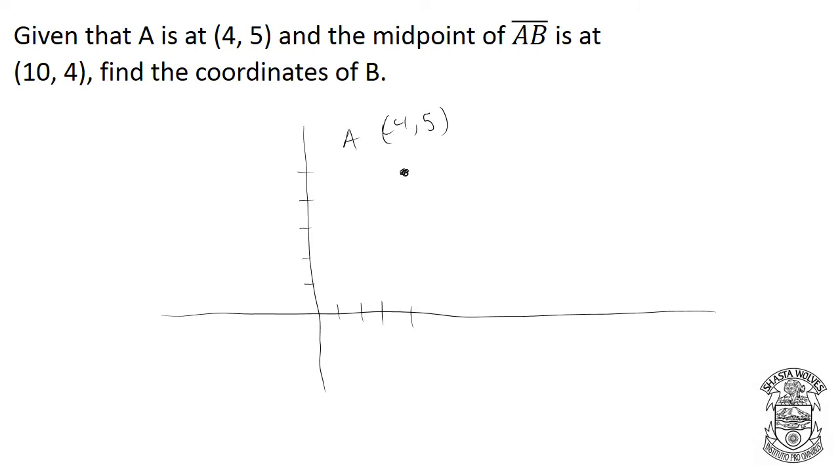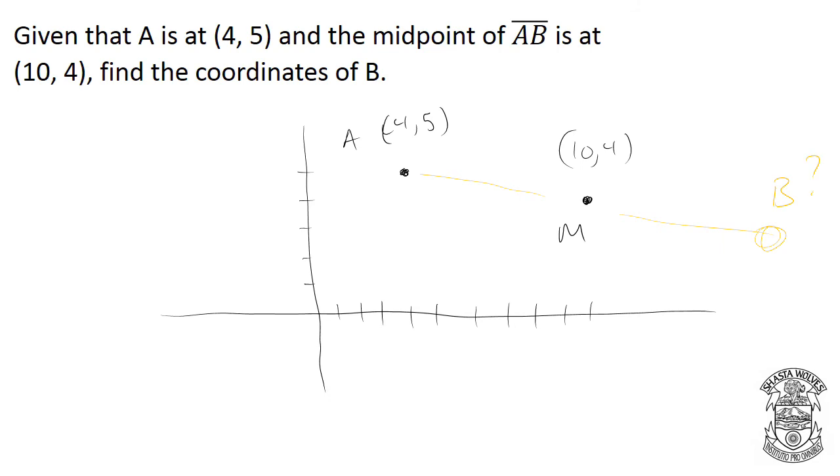And the midpoint is at (10, 4). So that's 1, 2, 3, 4, 5, 6, 7, 8, 9, and 10, and I need to go up 4 units. So it's somewhere in here. This is my midpoint, and it is at (10, 4). I'll just put a letter M there because it's the midpoint. Well, if this is the midpoint, that means somewhere over in here there needs to be the other endpoint. B should be somewhere in this neighborhood.